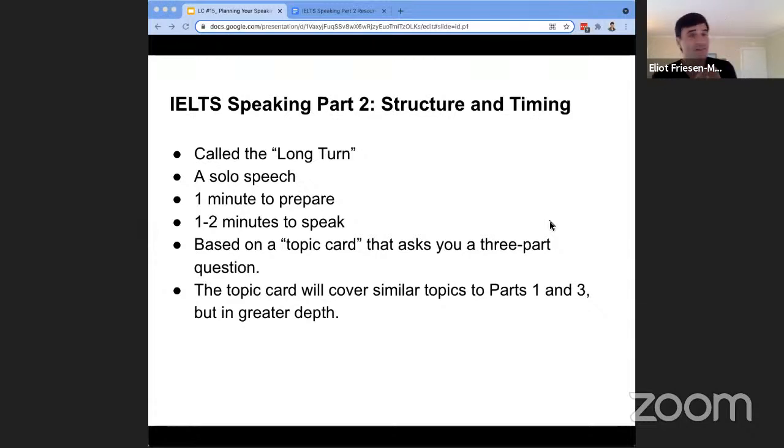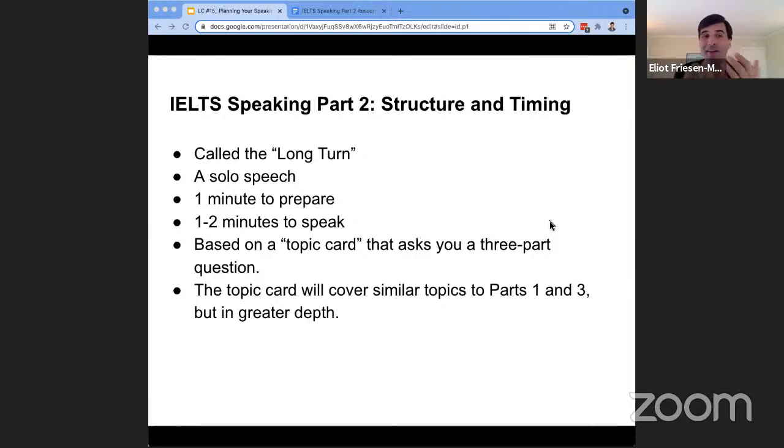All right, so let's talk about part 2. We're focusing on part 2 because it's a special section of the test. As you're probably aware, parts 1 and 3 of the test are basically like a conversation between you and the interviewer. If you're in a test center where they are doing the speaking test live, in person, which is in some places in the world, you'll be in a room with somebody who's going to ask you questions.